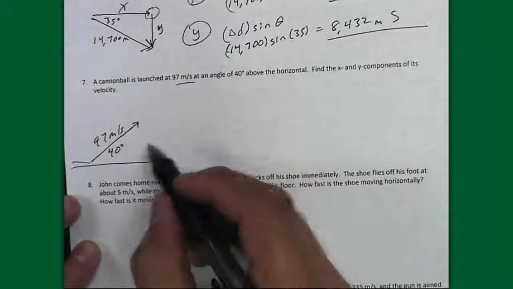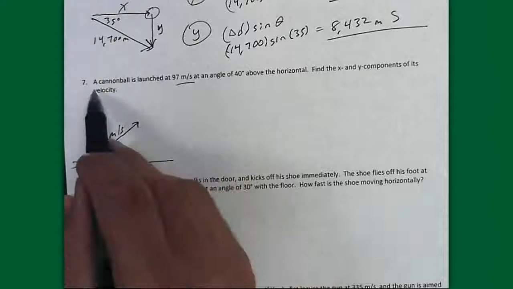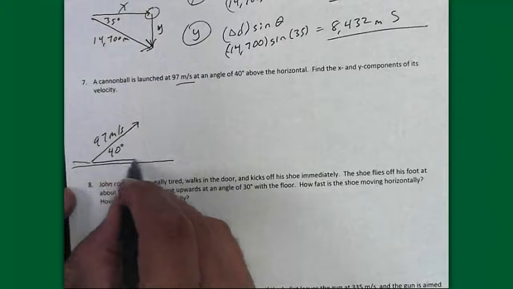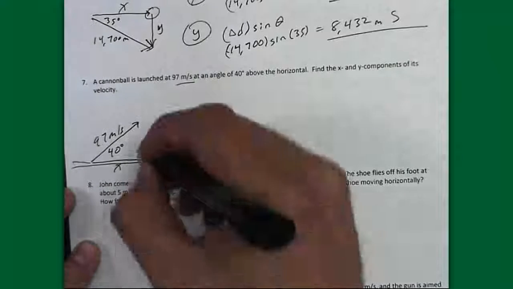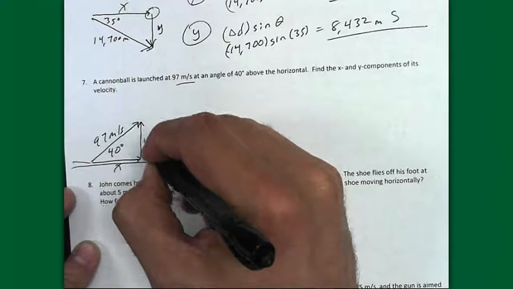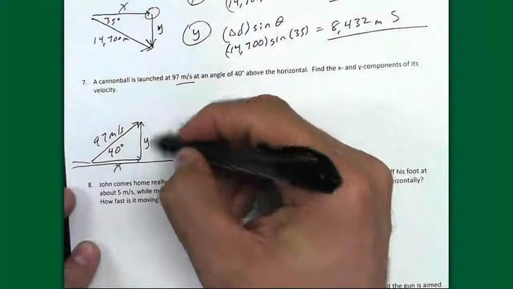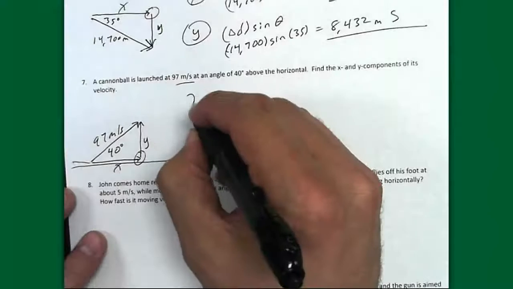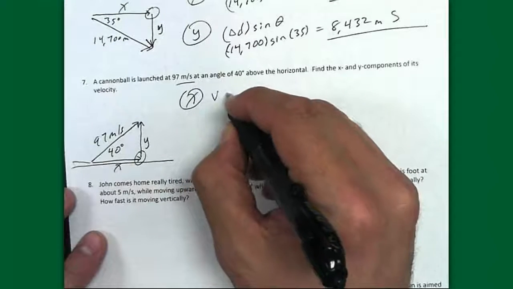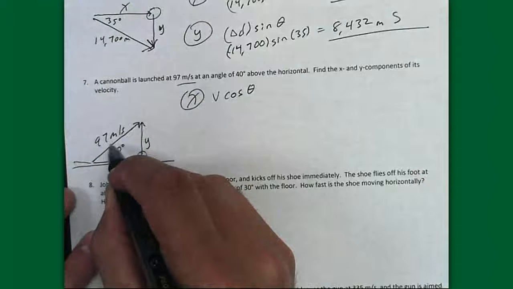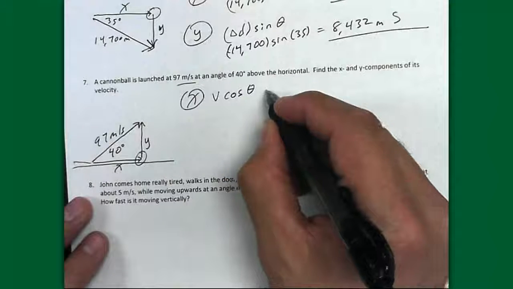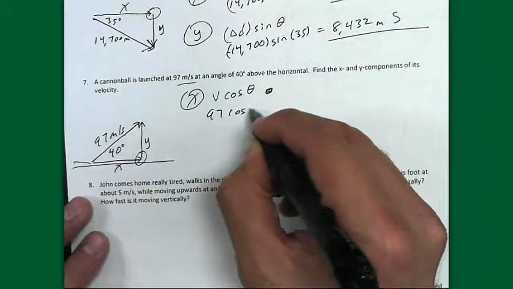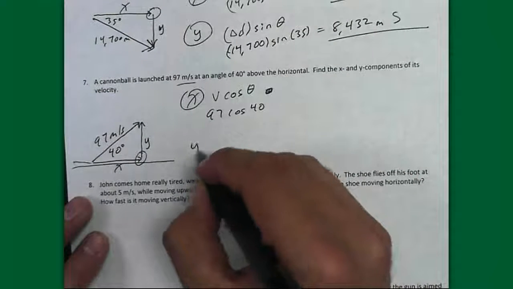This will be the first step of these type of problems. You'll have a lot of problems that will start out this way, and this is always the first step. There's the x component. There's the y component. X going to the right, y going up. Head meets tail. We're good to go. X component is v cosine theta. V because now we have a velocity. V cosine theta, that is 97 cosine 40. And let's just go ahead and write down the y.